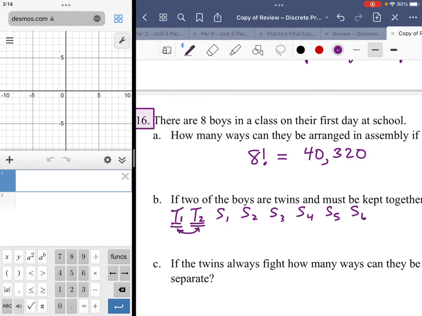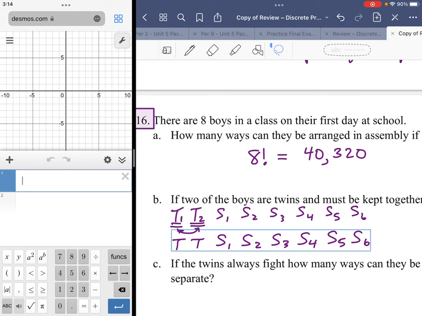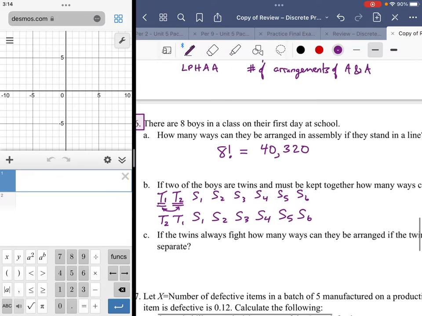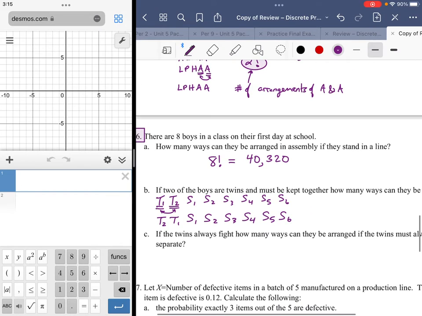If their position changes, maybe Tommy's in the first position and Timmy's in the second position initially, swapping the order would give us a unique arrangement. So we would look at this as having two individuals that follow their own rules, Tommy and Timmy. That's 2 factorial because we have arrangements accounting for just those individuals. And then we have the other 6 individuals that follow their own rules. So that's 6 factorial to determine how many ways those individuals could be arranged.